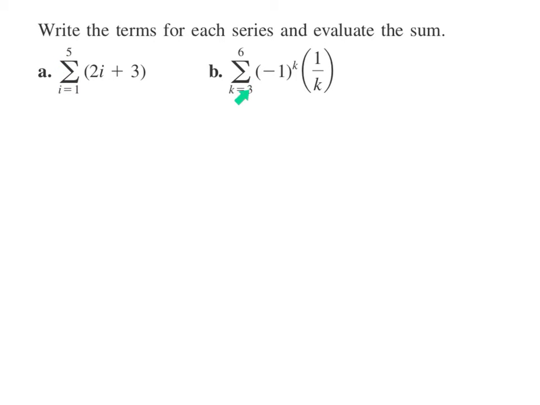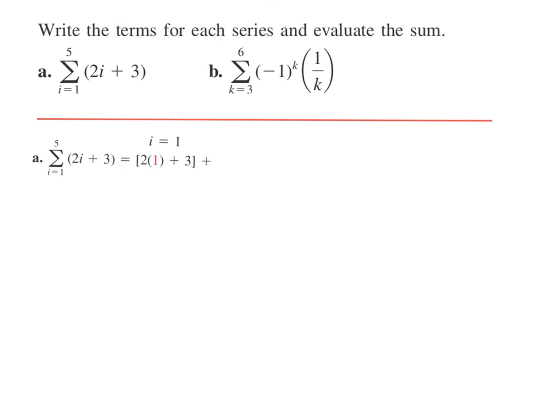Here I'm going to find the third, fourth, fifth, and sixth terms, add them up. Okay? So let's just go ahead and start with A. So what I'm going to do is start with the first term. So I plug 1 in for i, and so this is 2 times 1 plus 3. So this is just like what we did on day 1, right? I'm finding the first term. So this is 5. Okay, now I've got to find the second term. So I plug 2 in. 2 times 2 plus 3, that's 7, etc., all the way up to the fifth term.